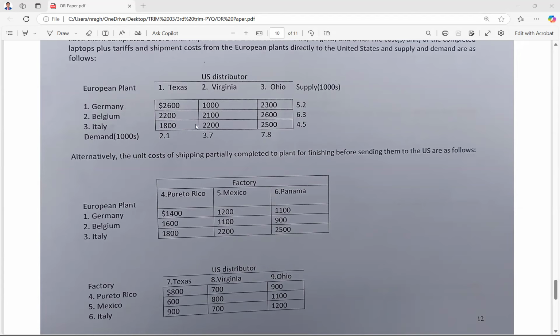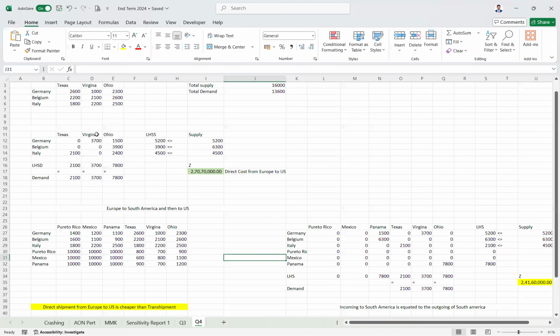So the supply, if you see, Germany's supply is 5,200. This is in thousands, so don't forget to convert it into thousands. 5,200, Belgium it is 6,300, Italy 4,500. Same base, I have converted it into Excel.